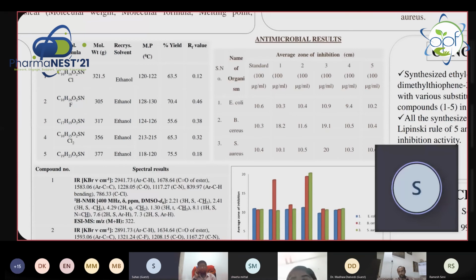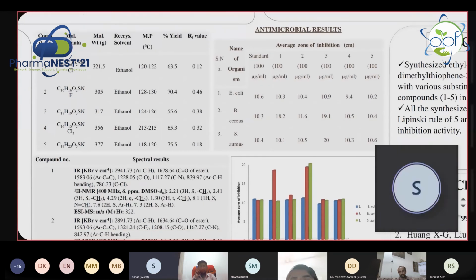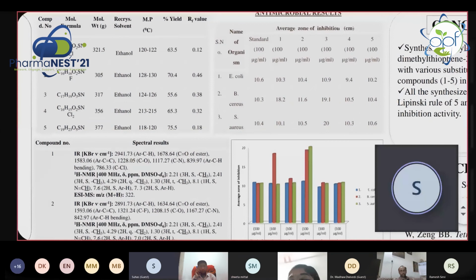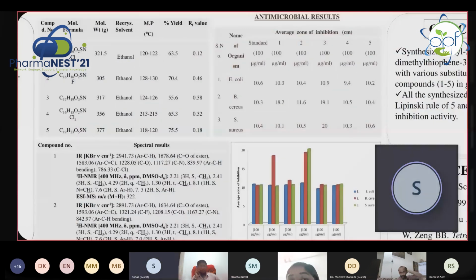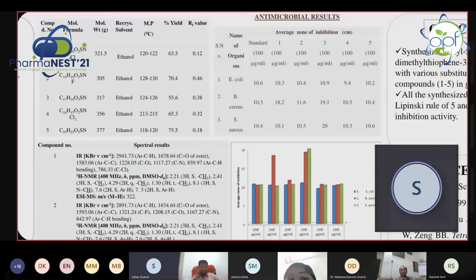So did this change of halogen cause a change in the antimicrobial activity? Yes, sir. It has changed the antimicrobial activity. We can observe it in these graphs. And what was the standard taken, madam? For the standard antimicrobial activity, sir, streptomycin, and ampicillin also we can use, sir. Streptomycin and ampicillin. Okay.